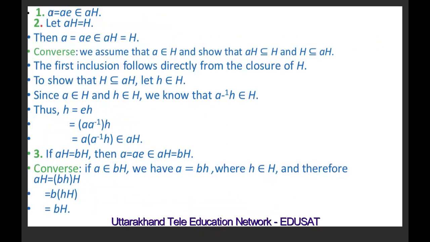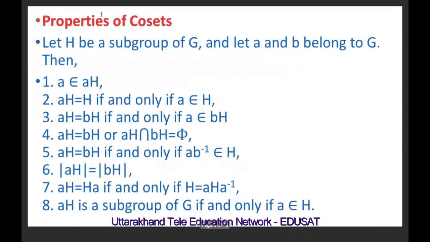So, we know that a is equal to ae, because e is the identity element. So a is equal to ae, therefore it belongs to aH. Now the second property is aH is equal to H if and only if a belongs to H. We will first prove that aH equals H if a belongs to H. Then we will prove its converse part, that if aH is equal to H, then a belongs to H.